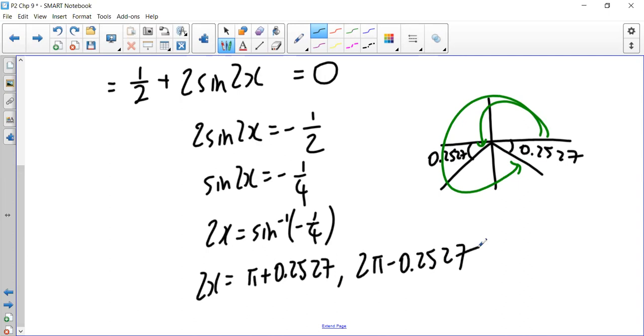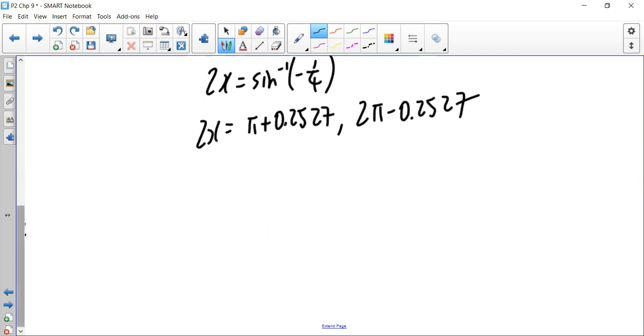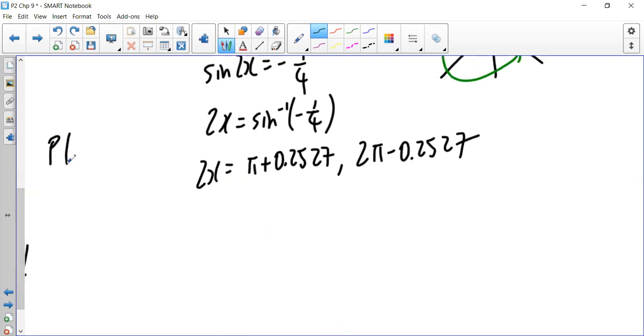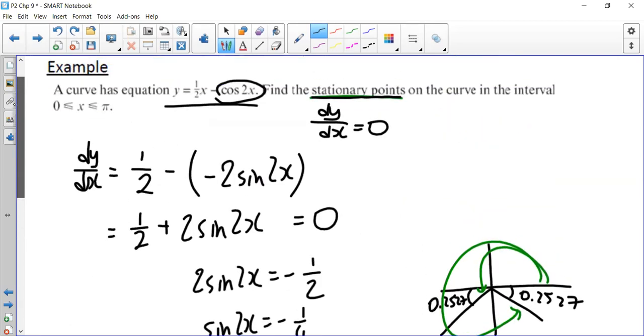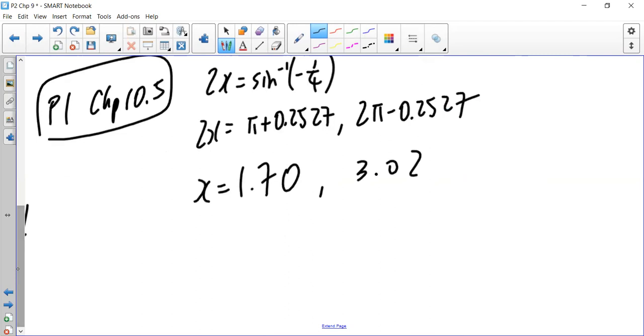Now, by now, you shouldn't be struggling with CAST diagram. If you do, go back to Pure 1, chapter 10.5, if you do need more work on CAST diagram. So then you put in calculator, you should get x equals, add them up and divide by 2, 1.70. I did 3SF for 3.02. But that's not the coordinates because coordinates need the y value as well. So stationary points means a pair of coordinates. So I find a y value.